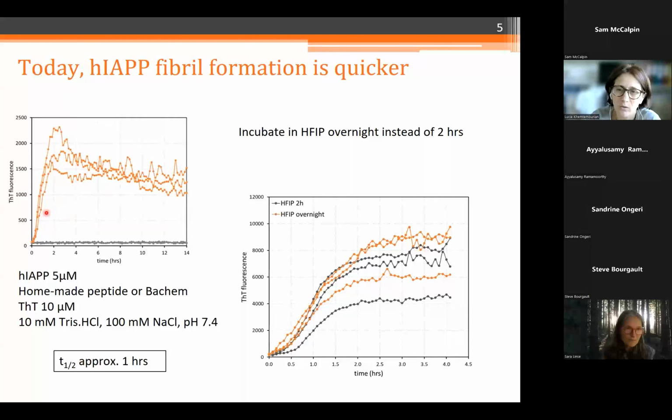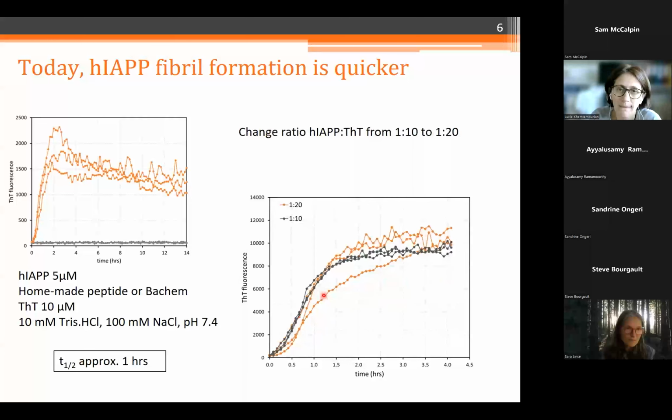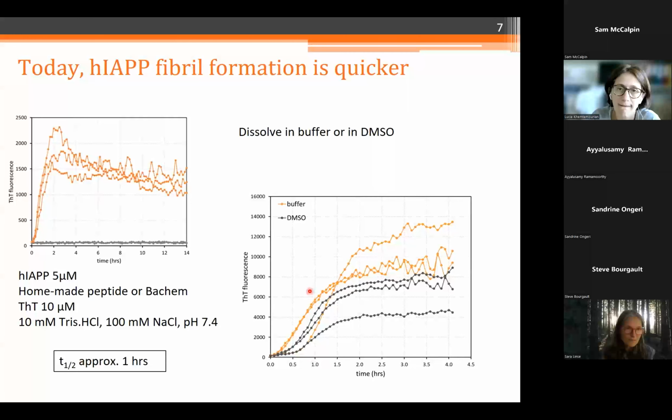It's more or less the same T-alpha. We have around 1 hour each time of T-alpha, so it doesn't change so much. If I increase the ratio IAPP to THT, I have again a T-alpha of 1 hour, so this also doesn't change so much. And if I dissolve in buffer or DMSO, I also observe again a T-alpha of around 1 hour. So it means that it doesn't change. So all the conditions I tried since 1 year always gave me the same T-alpha of approximately 1 hour.